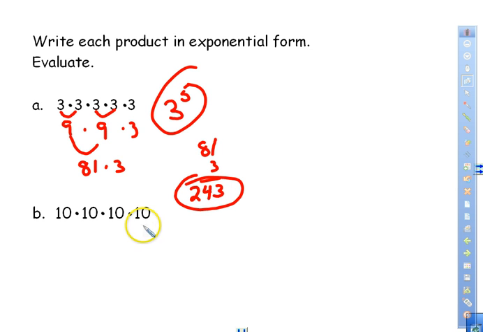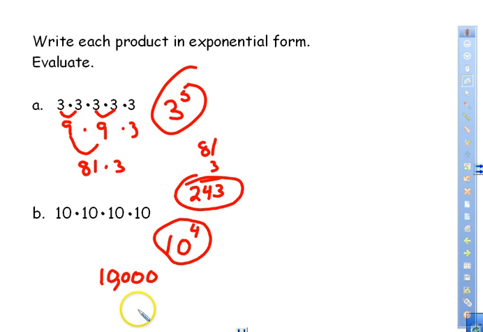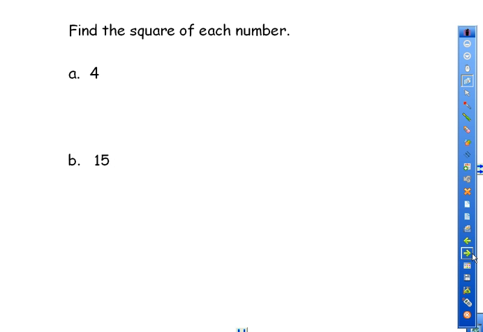So now we're going to do this next one. And again, 10 is my base, and there are 4 10s, so that's my exponent. There's my first answer. And then 10 times 10 times 10 times 10. The shortcut to that is you've got the 1, and there's 1, 2, 3, 4 zeros. Put your comma in there. 10,000 is my answer to that. Okay, and again, if you're not sure of that shortcut, simply multiply them out. Go ahead and hit pause and solve A and B.